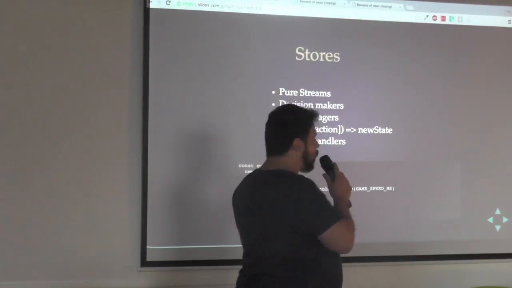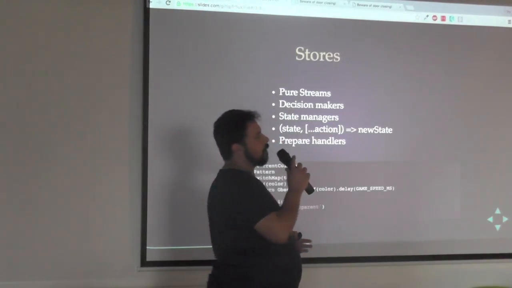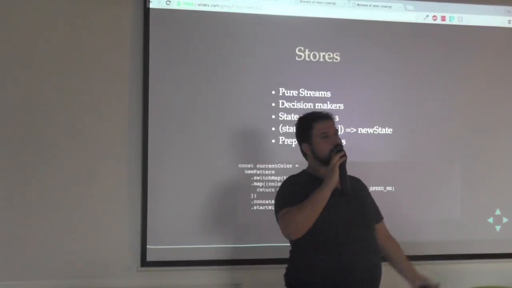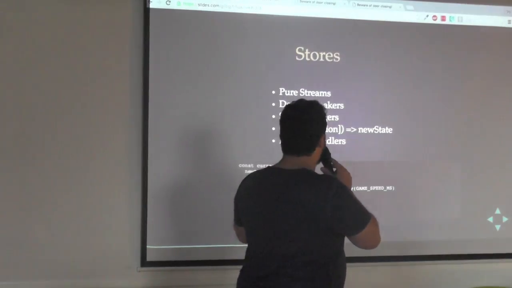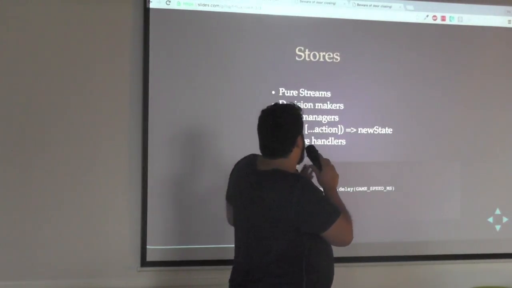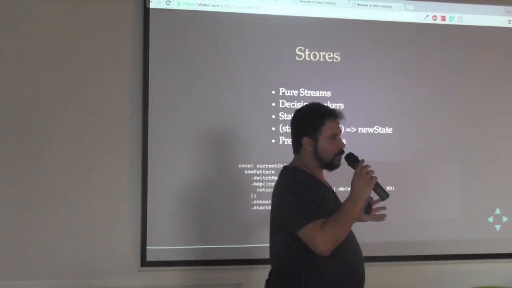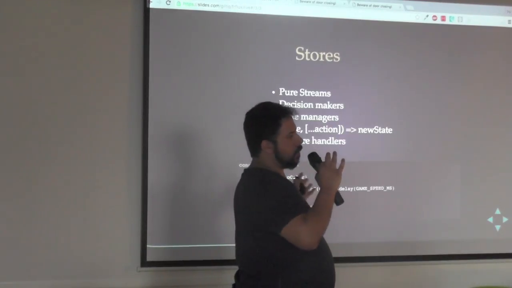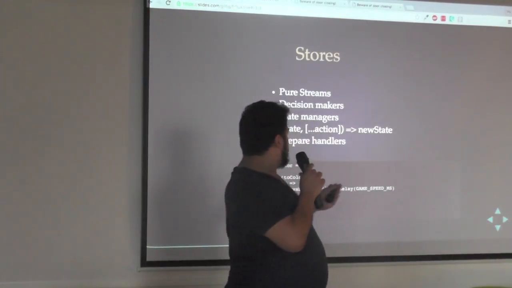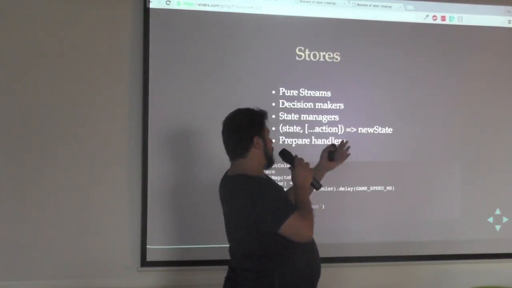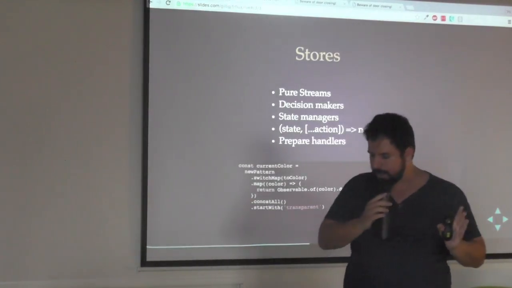Stores. Stores are actually the heart of our application. Those are pure streams, decision makers. When I taught that to my team, I actually called it the CEO. This is the CEO of our application. State managers. Now, what they actually do is they preserve a state. They preserve a state through scan, which is an operator in Rx.js that is similar to reduce, only asynchronous. What they do is they get an action, apply a pure function on it, and emit a new state. That's all they do.